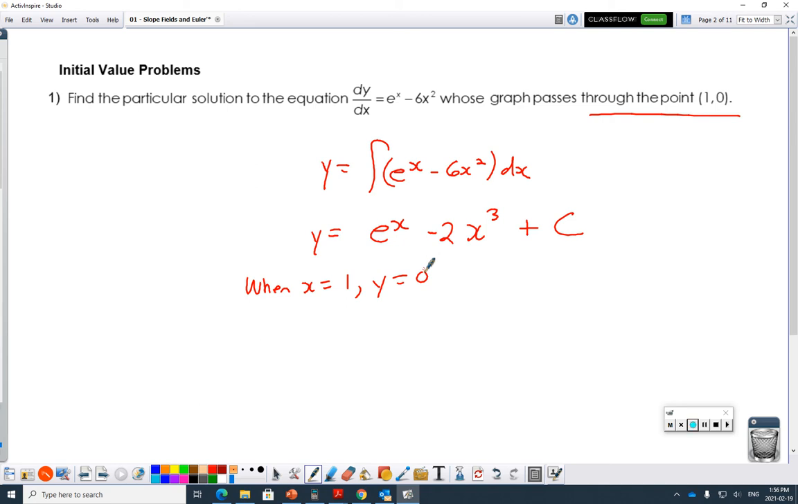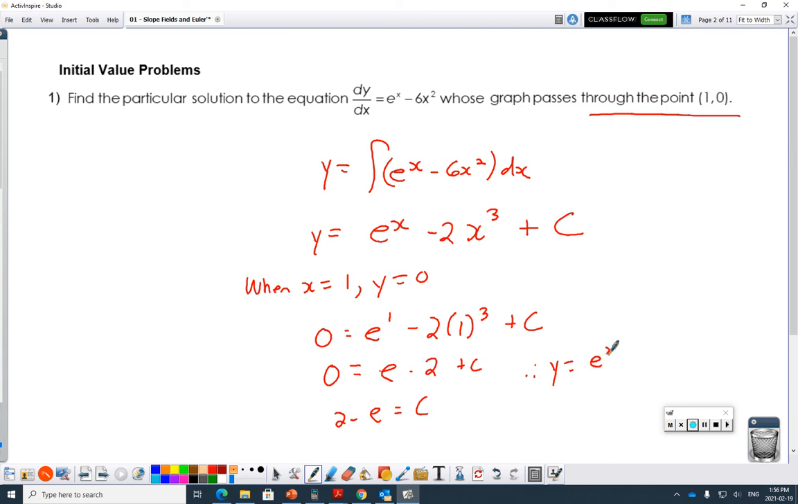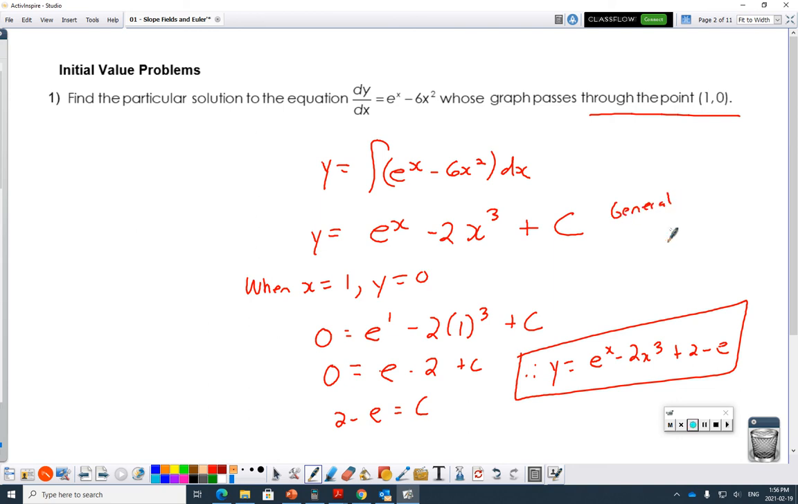So I sub in x equals 1, y equals 0, so I get a 0 over here. I get an e to the 1, and I get a 1 cubed. And so I get e minus 2. And so I get 2 minus e when I move it over. C is 2 minus e. Therefore, y equals e to the x minus 2x cubed plus 2 minus e. So this is the general solution. And this is the particular solution. It's the one that fits everything they asked in the question.